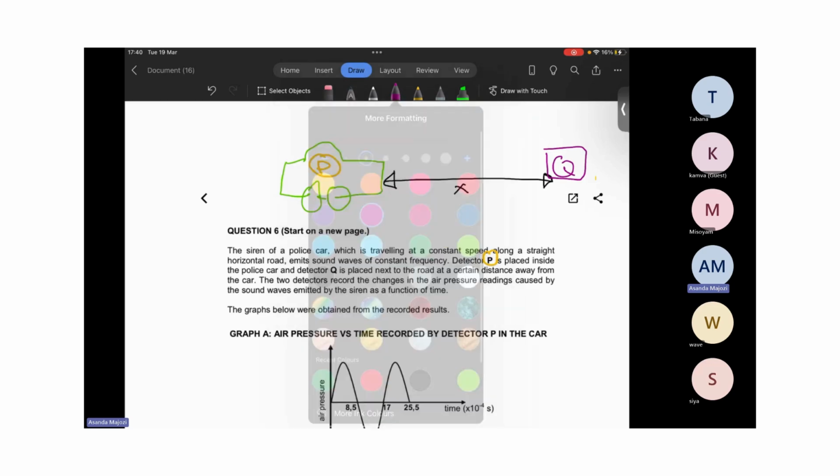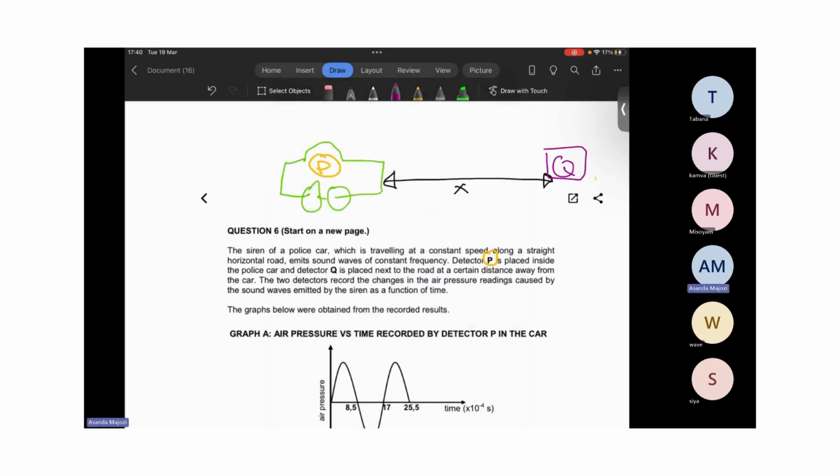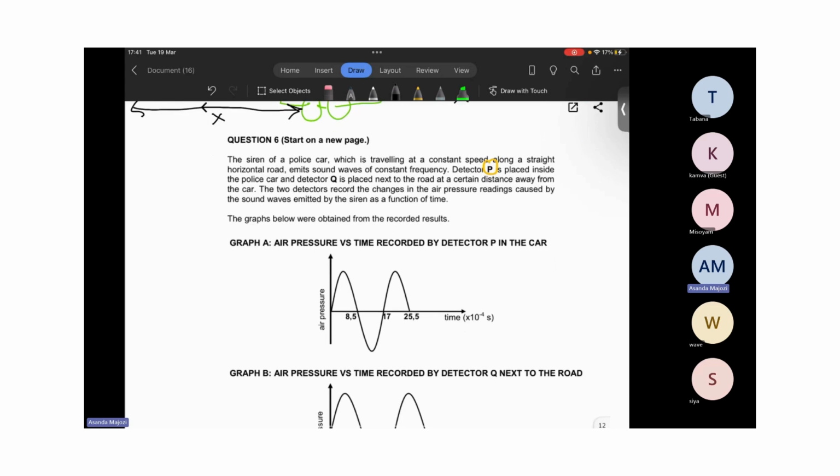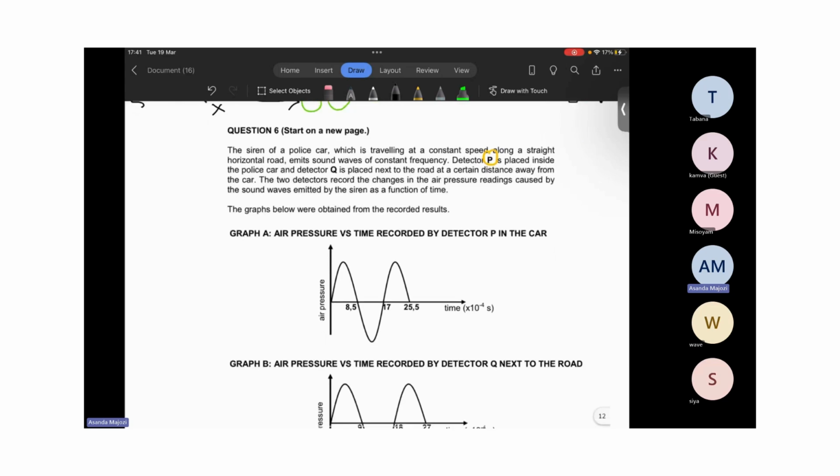Also, by the way, this detector P could be where I've drawn it, as though the car is moving towards the detector, or the detector could also possibly be over here, which means that the car would be moving away from the detector. All right, so I'm going to place it at two positions, just to show that this detector that is detecting these sound waves can be placed at any position.